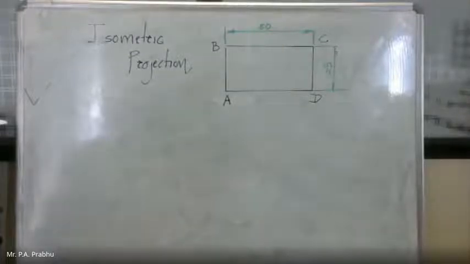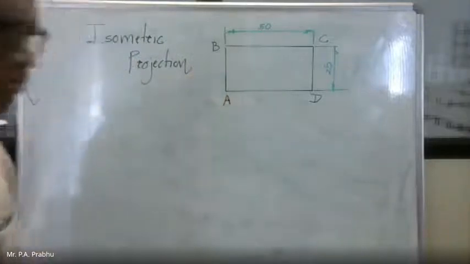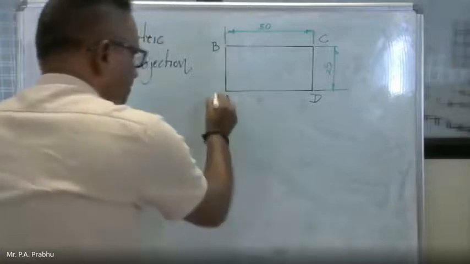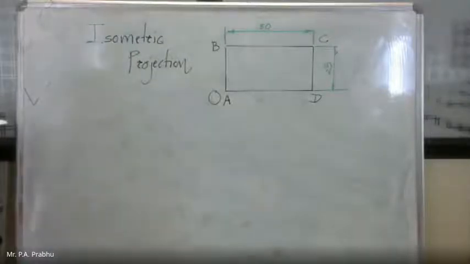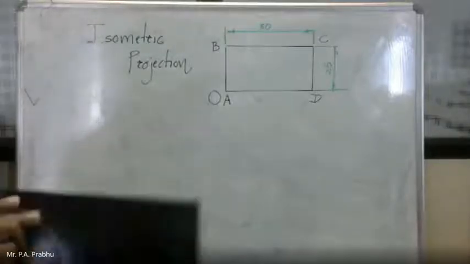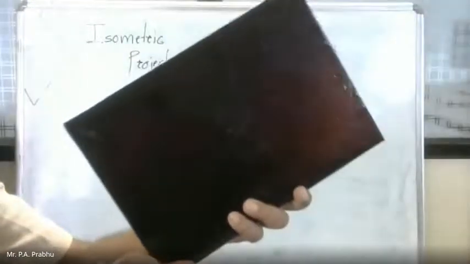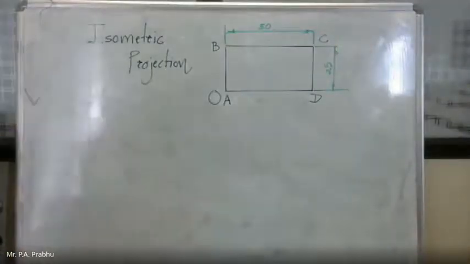Okay. So the question is asked to draw an isometric drawing of this rectangular plane ABCD by taking O as an origin. O is origin means your rectangular plate is rested on an HRP at this point O. Suppose this is your plane ABCD. Now it is rested at this point and it is kept like this. So we have to draw the isometric drawing of this rectangular plane.